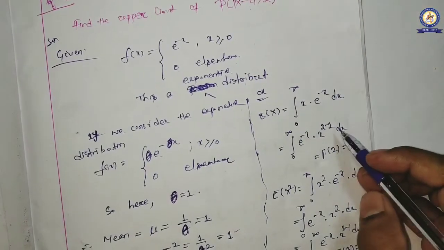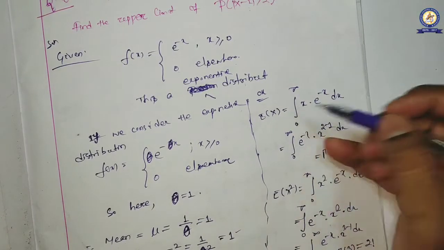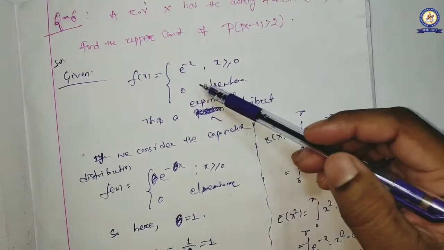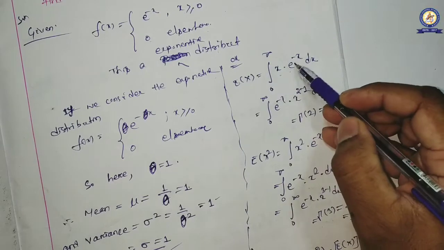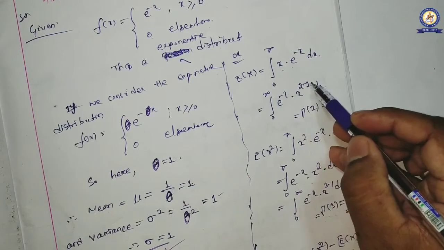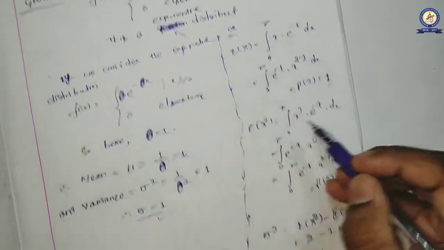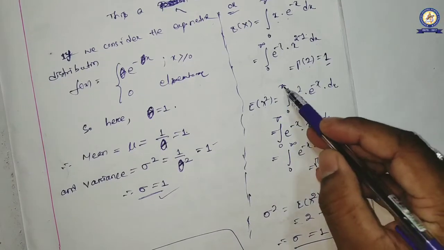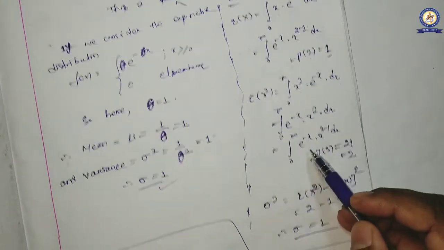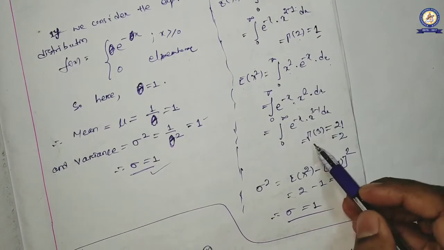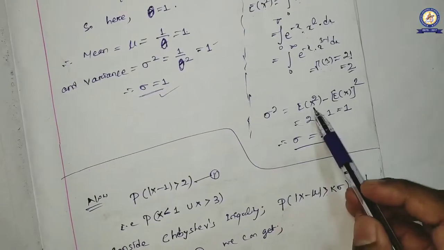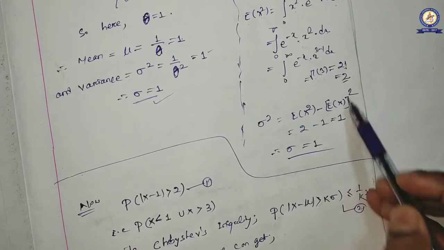Either way, we can also find the mean and variance of the distribution given in the question. That is the integral from 0 to infinity of x into e to the minus x. This is a gamma function, e to the minus x, x to the power 2 minus 1, which is gamma 2, equal to 1. Or the expectation of x square will be the integral from 0 to infinity of x square into e to the minus x dx, that is e to the minus x into x to the power 3 minus 1 dx. Gamma 3 will be 2 factorial, which equals 2. So variance will be E of x square minus E of x whole square, 2 minus 1 equal to 1.